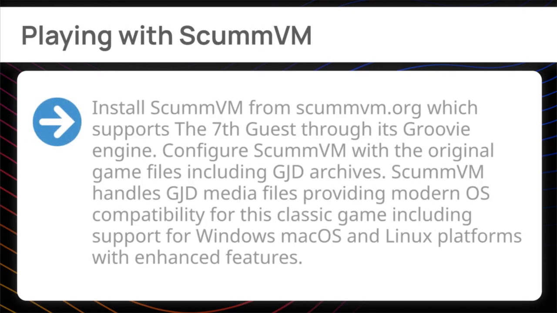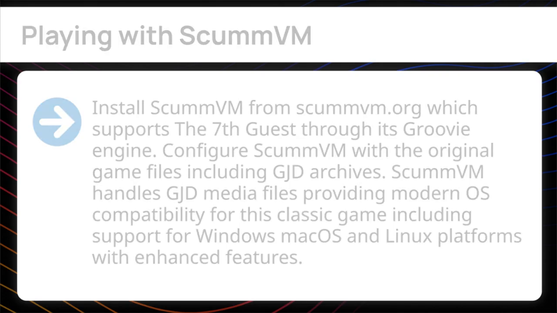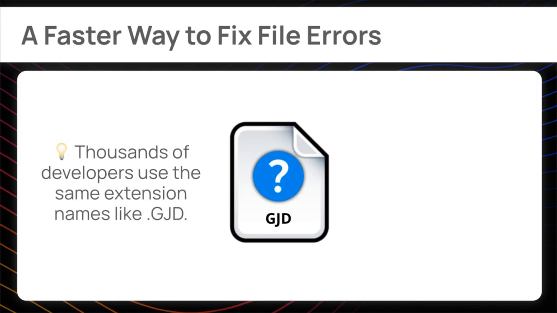Finally, playing with ScummVM. Install ScummVM from scummvm.org, which supports The Seventh Guest through its Groovy Engine. Configure ScummVM with the original game files, including GJD archives. ScummVM handles GJD media files, providing modern OS compatibility for this classic game, including support for Windows, macOS, and Linux platforms with enhanced features.